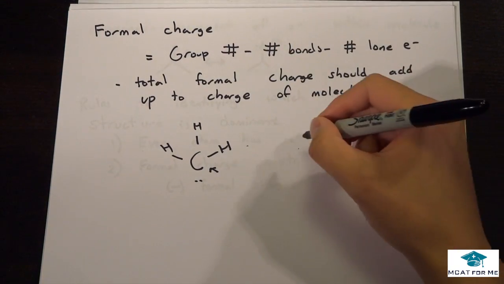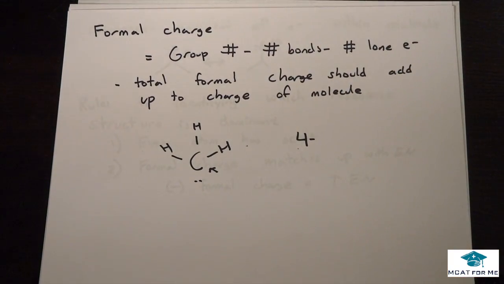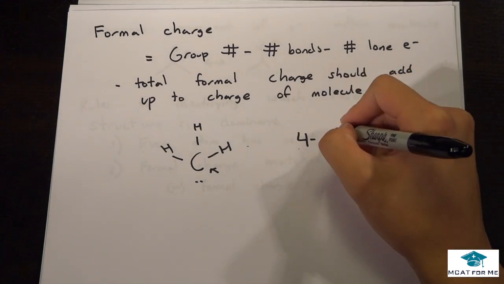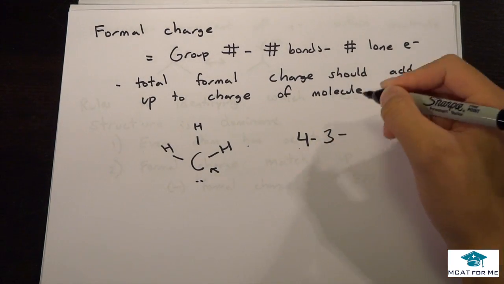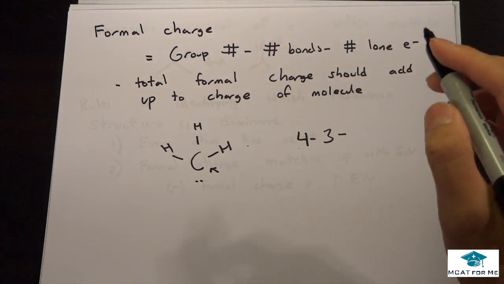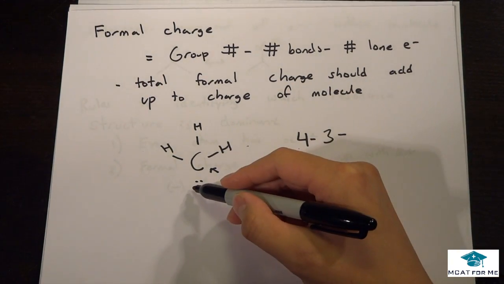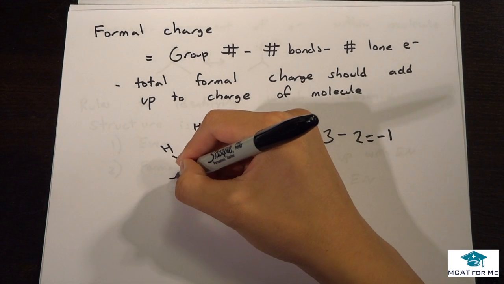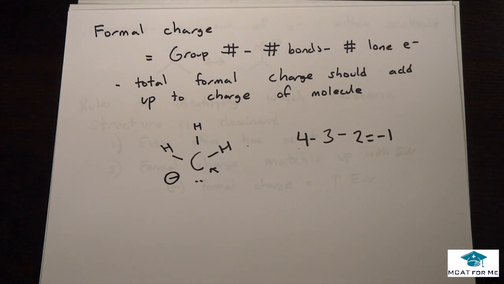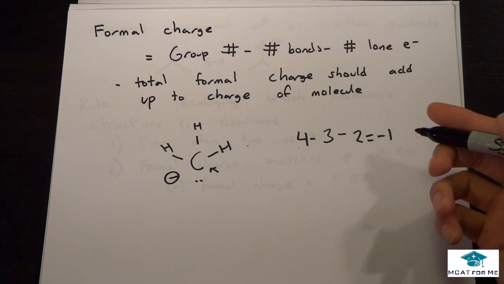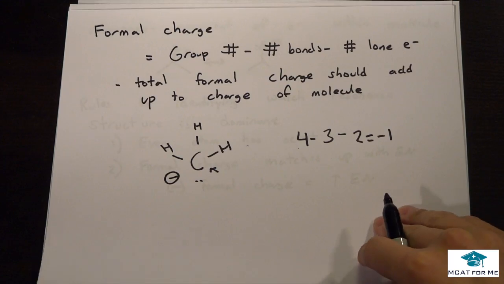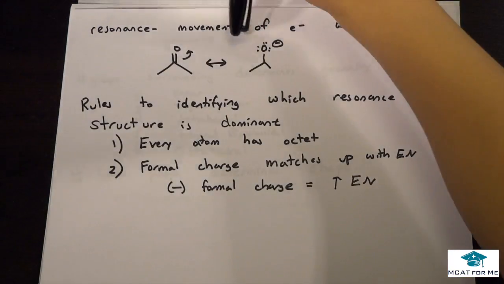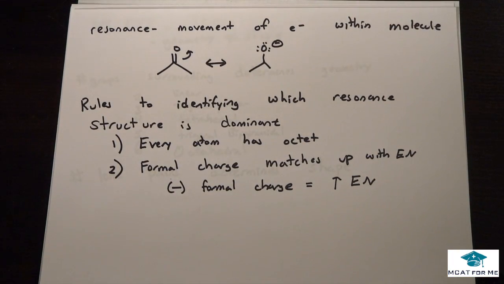So group number, well, if we look on the periodic table, carbon's in group number 4, minus the number of bonds. So 3 bonds, minus the number of lone electrons. And notice it doesn't say lone pairs. So the lone electrons are 2, alright? Which makes sense because this whole thing has an overall charge of -1. If you remember, carbanions always are anions. They have a -1 charge, and so this is really how we find those charges. But pretty useful, especially when we want to find the resonance.